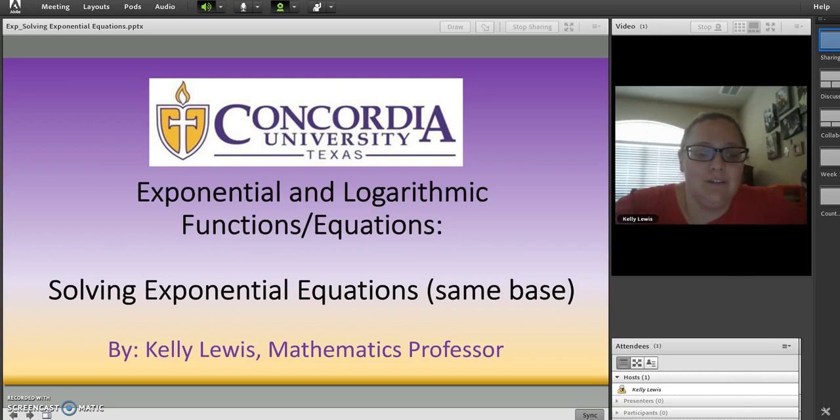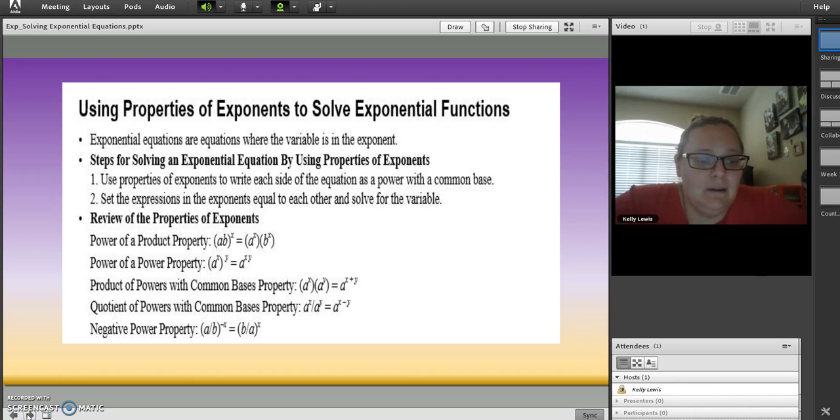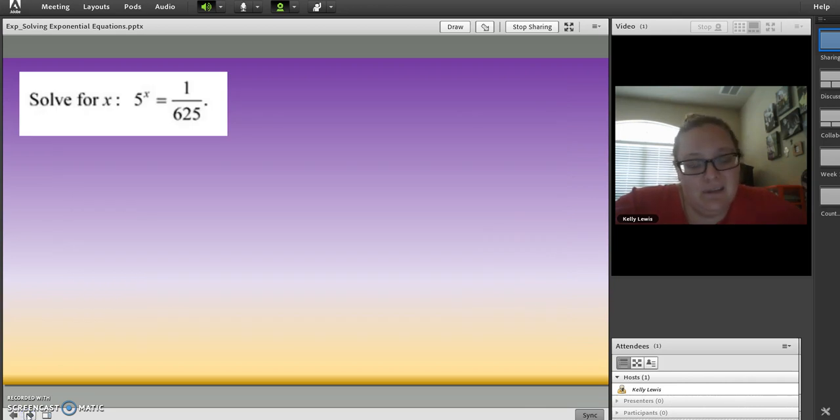Hey guys, so now we're going to do solving exponential equations. I'm just going to show you ones with the same base. I'm going to give you some steps as we're doing it.